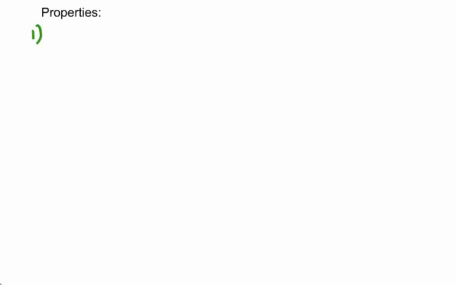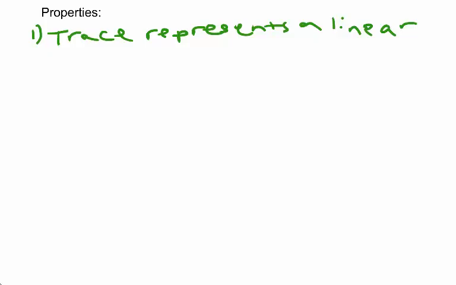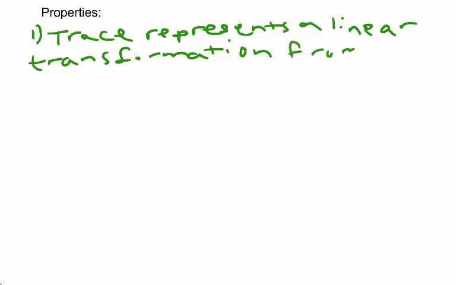The first property that we'll talk about for the trace of a matrix is that the trace represents a linear transformation from the space of square matrices to the real numbers.